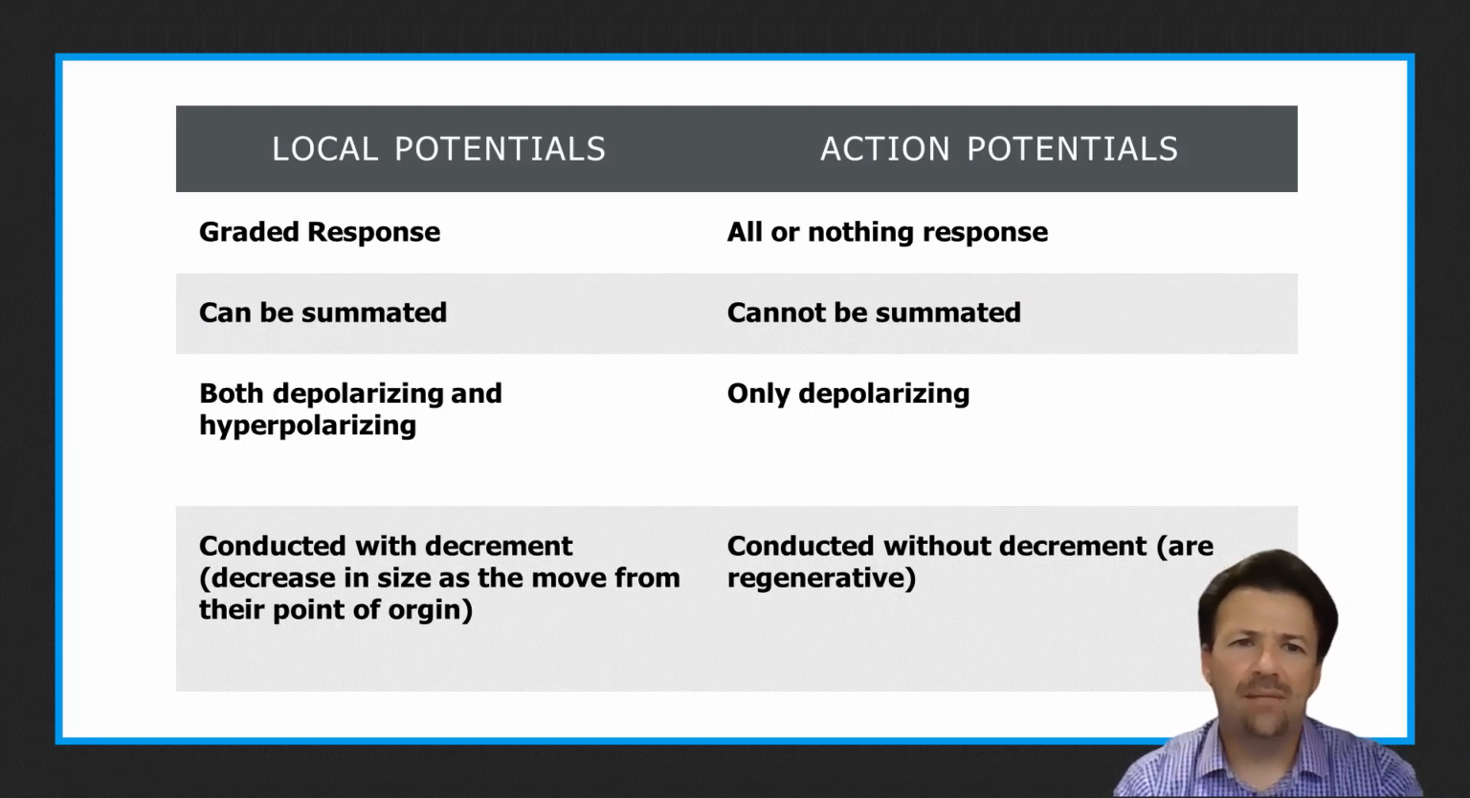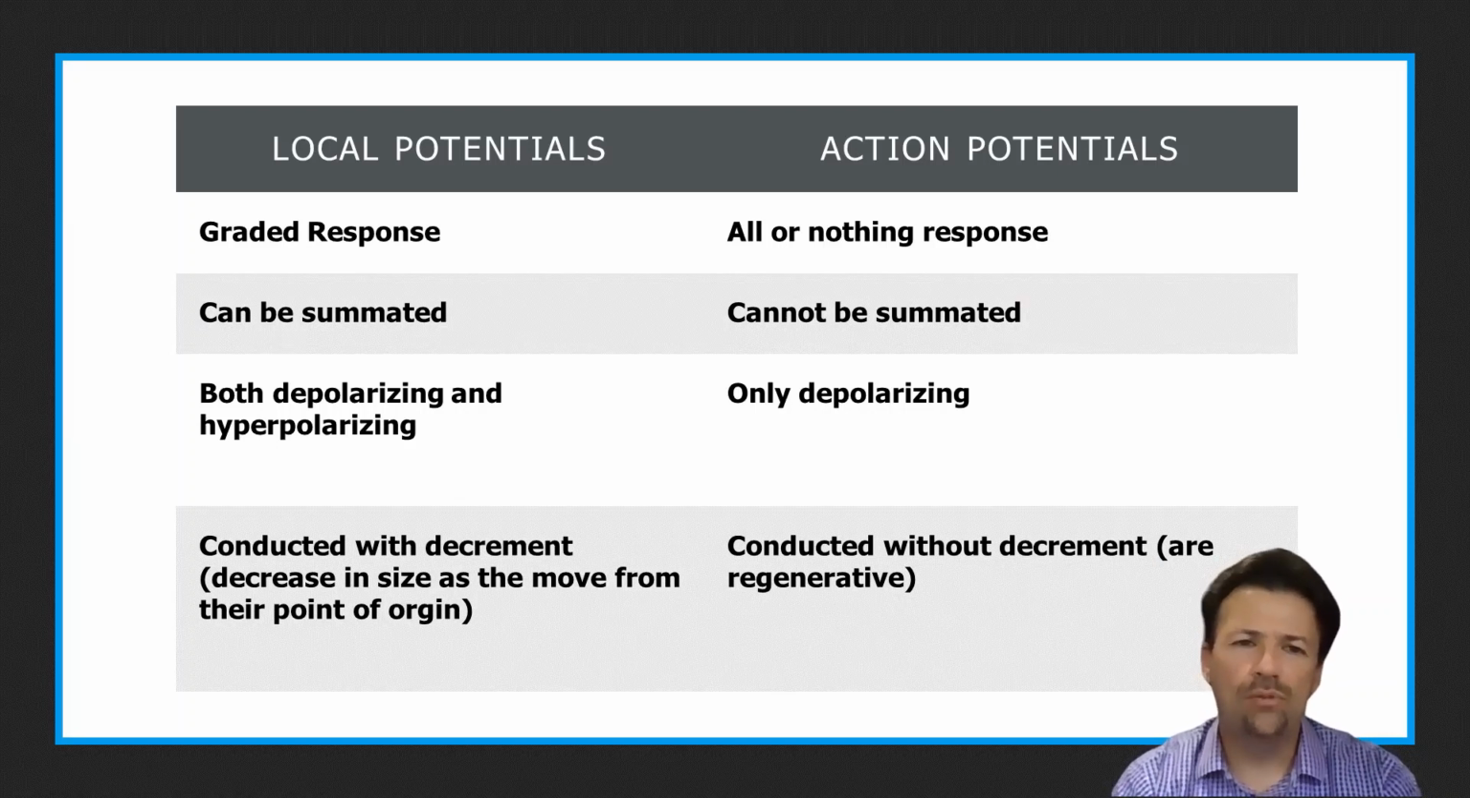Local potentials can be added together. That means you can have two local potentials and they can come together to create a different sized local potential. They can be summated. That tends to happen at the synapse. Action potentials, because they're all the same size for a particular nerve, cannot be summated.